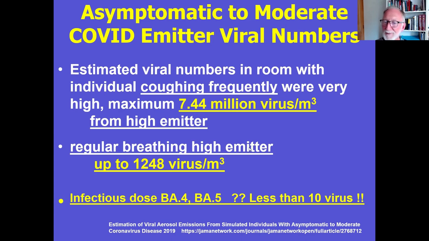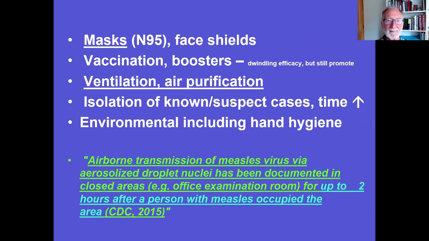Regular breathing of a high shedder or emitter, who may or may not have symptoms, produces over 1,000 virus per cubic meter. Over 1,000. That is why it is so unbelievably infectious, and why it's getting ever, ever harder. The infectious dose is getting lower and lower. So I think I've covered that.